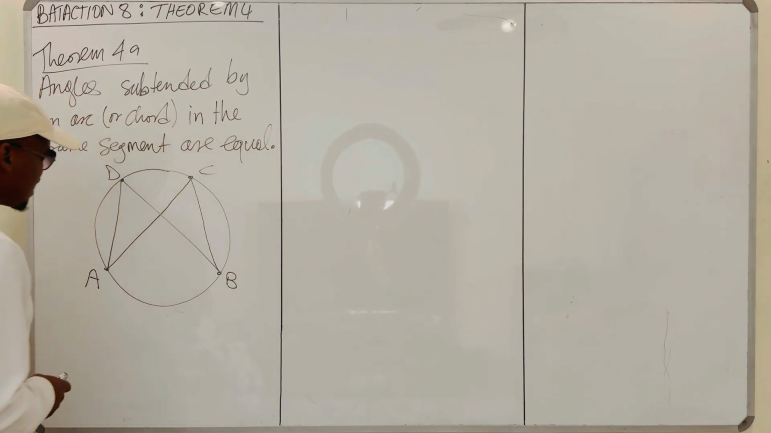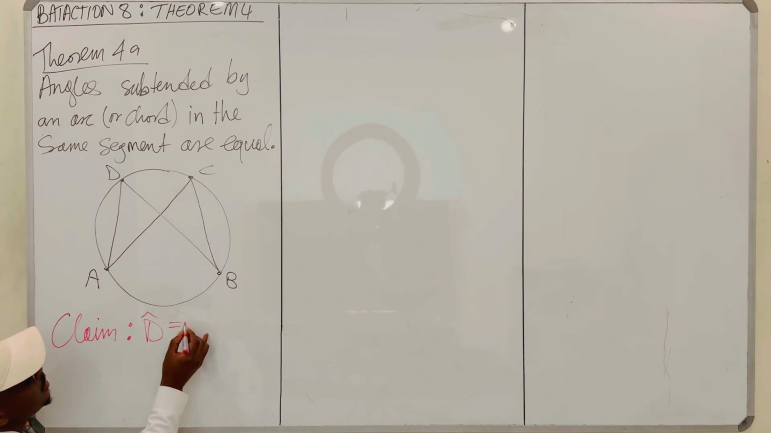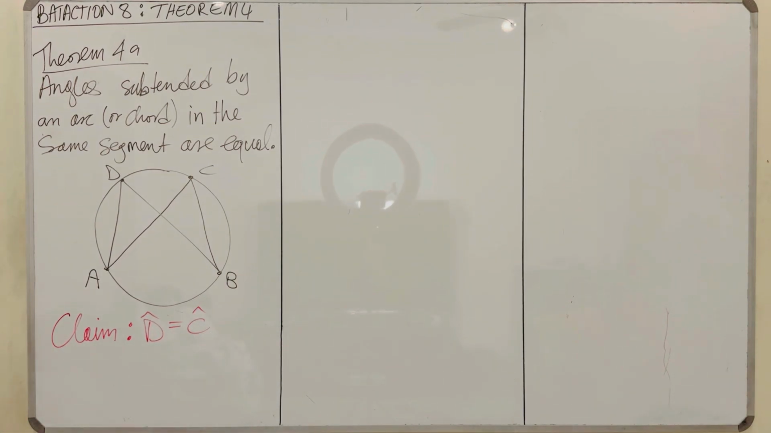So what are we trying to prove? What is our claim? We're trying to prove that the angles in the same segment are equal. What angles are those? Angle D is equal to angle C. This is our claim. So this is what we want to prove. So let's go on and prove it. So we say proof.